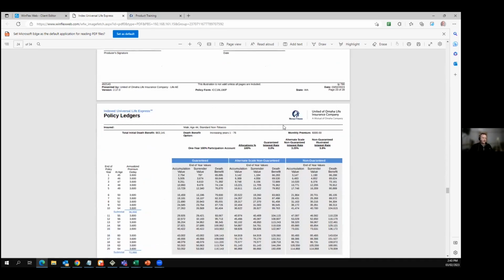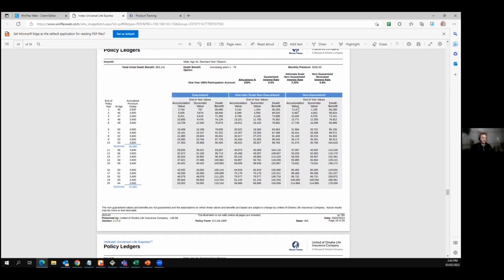And then this is what I mostly use when I'm talking about cash value accumulation. It's going to start with the policy ledgers, so it gives a year-by-year breakdown of the premiums paid. And then it does have 3 different columns. It has guarantee, which is going to be a flat 0 return, and an alternate scale, which is basically taking it at half of what the average return rates are. It's a little bit higher than that.